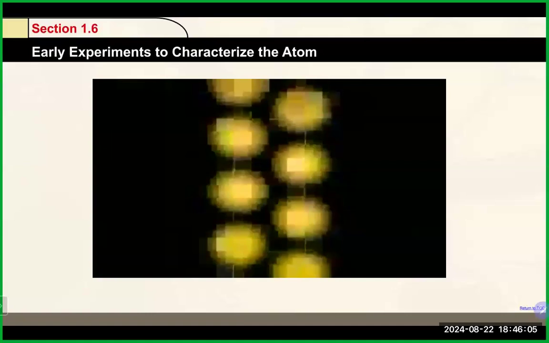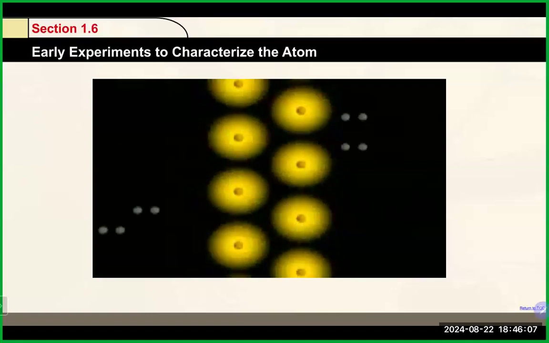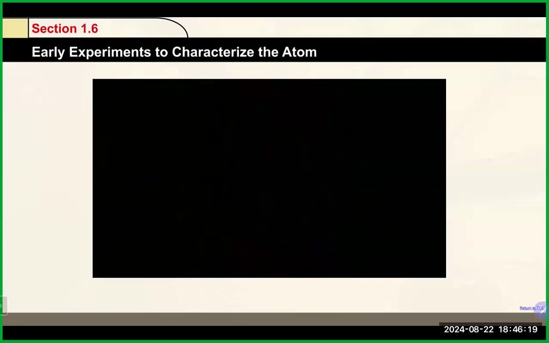This atomic level view shows what is happening. Most of the atom is occupied by the low mass electron. The nucleus is small and massive. When an alpha particle encounters a nucleus, it is scattered at a large angle.